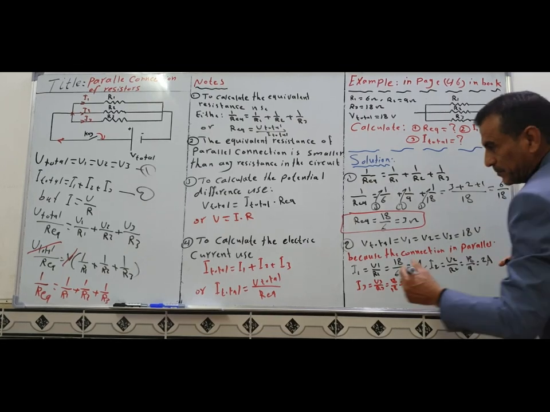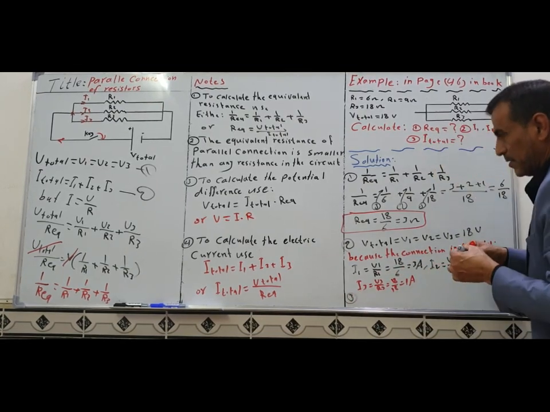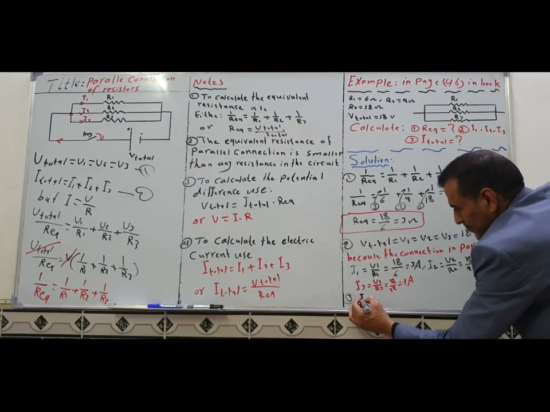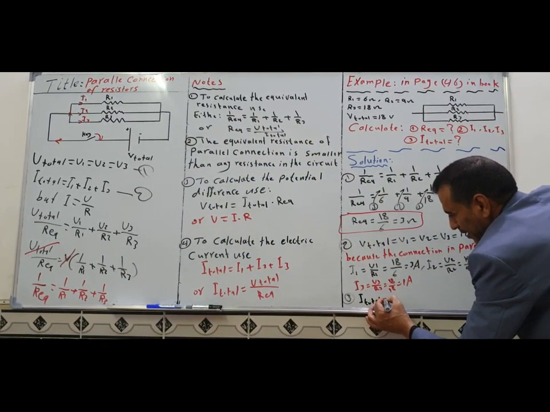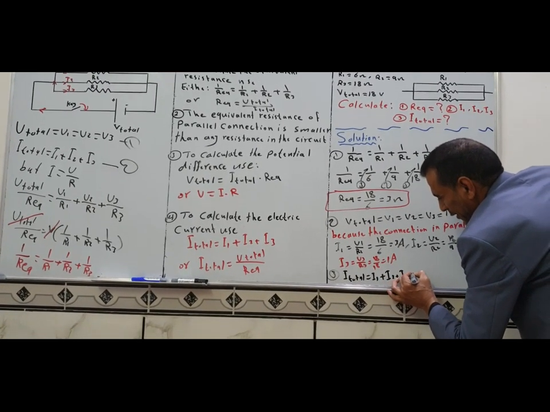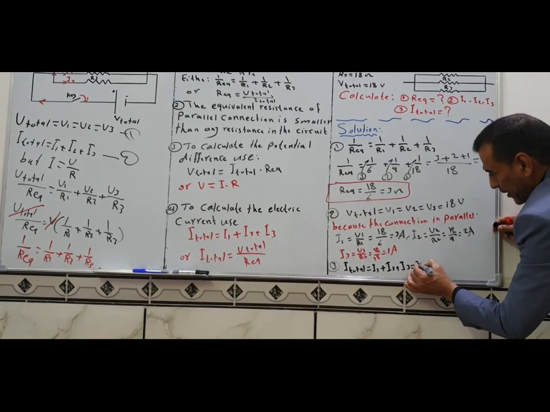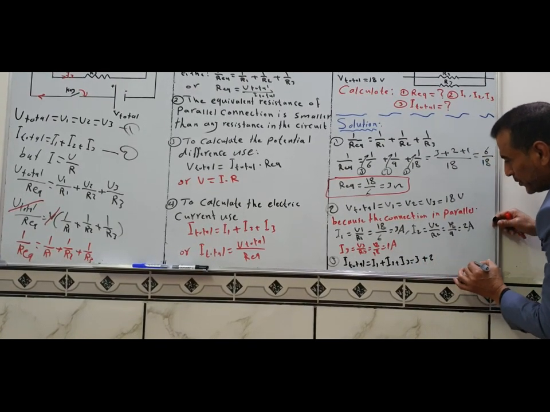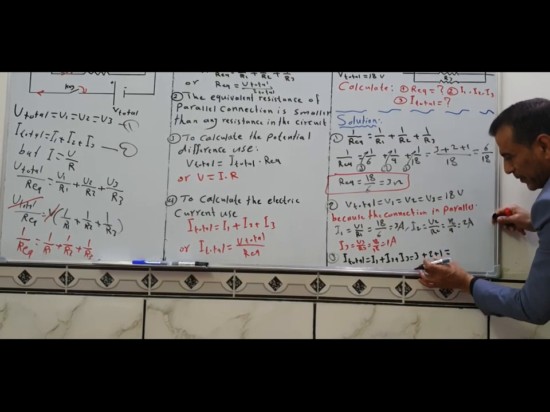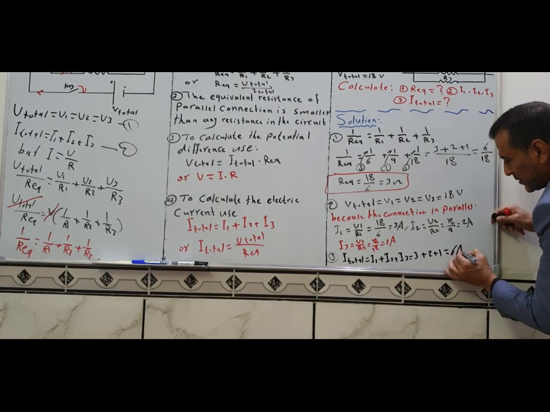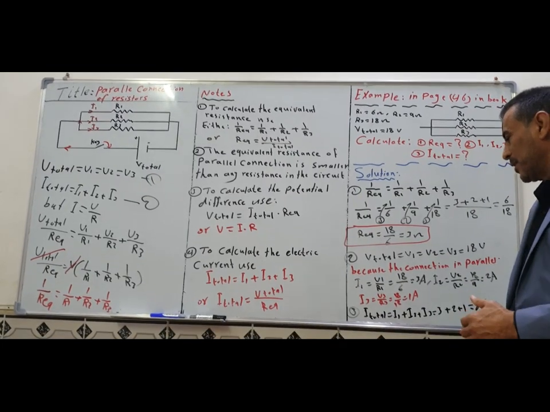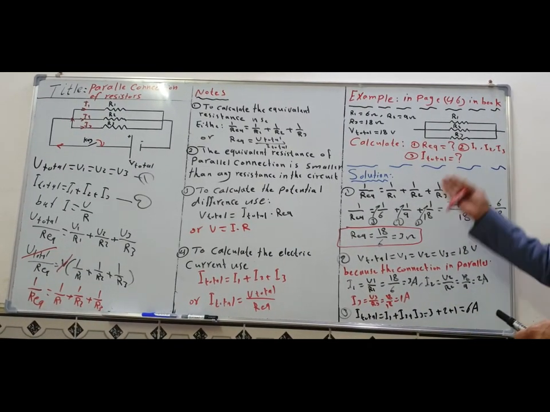Now number 3, I total equals I1 plus I2 plus I3. I1 is 3, I2 is 2, I3 equals 1. 3 plus 2 plus 1 equals 6 ampere. This is the amount, or magnitude, of the total electric current in this circuit.